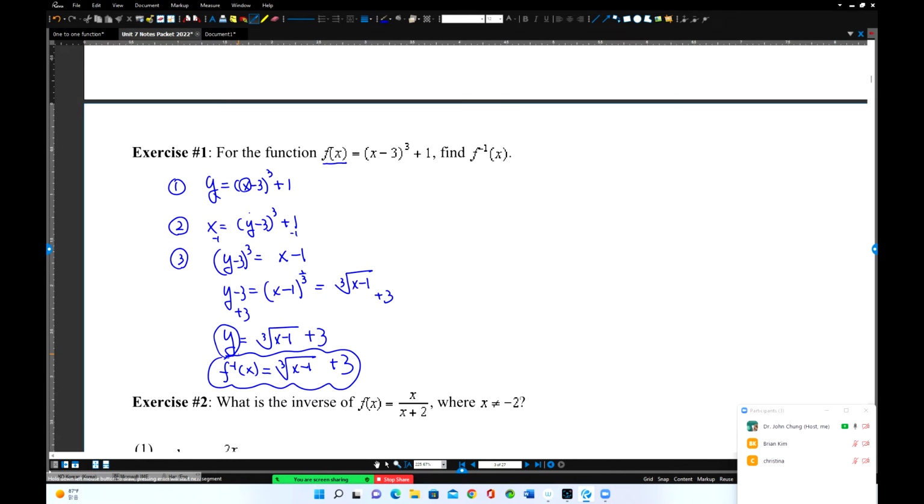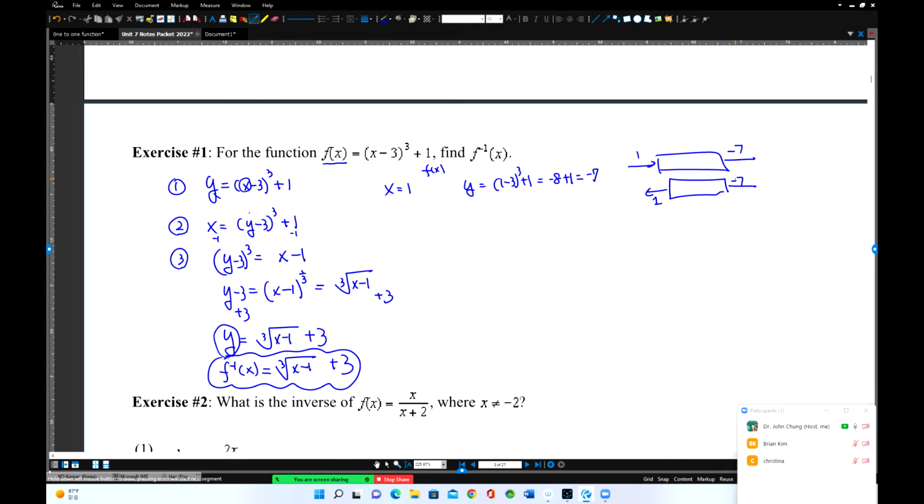Now check it out. When x equals 1, what is the y from the original, right? f of x. How much? (1 minus 3) cubed plus 1. Okay? How much is that? Negative 2 cubed is negative 8, plus 1 is negative 7, right? When your input x is 1, the output is negative 7. Going back over here, with negative 7 as input, the output should be 1, right?